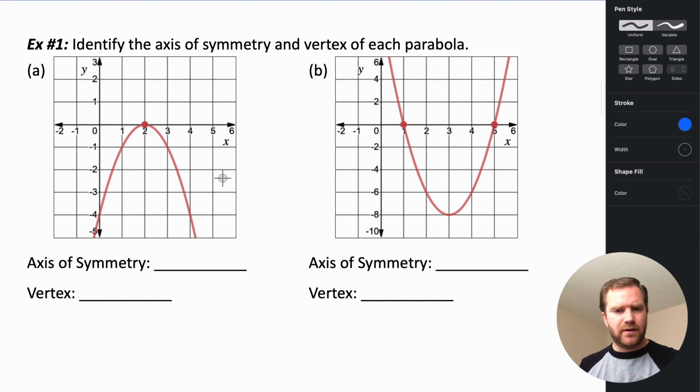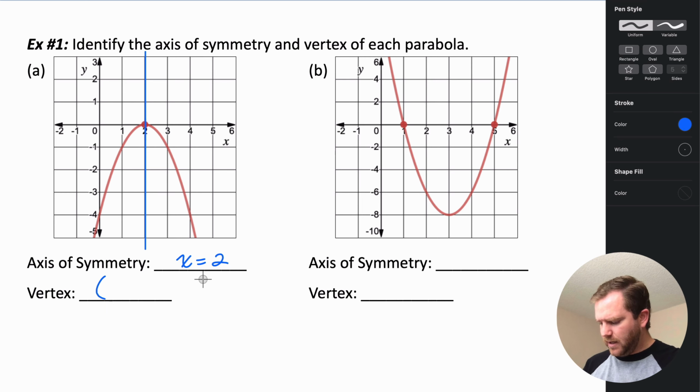Okay, so if you were given a graph like this, how would we identify the axis of symmetry and the vertex? If you recall, the axis of symmetry goes through the vertex. So if the vertex is our highest or lowest point, so in this case it's our maximum, our axis of symmetry is going to be this vertical line here. Now remember, vertical lines always have an equation of x equals some number. So it's just going to be whatever the x value is that it's passing through. So it's x equals 2.